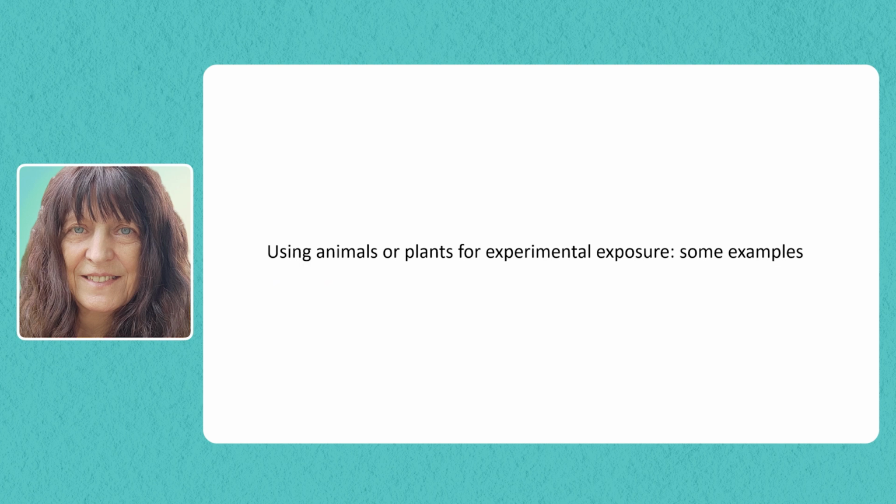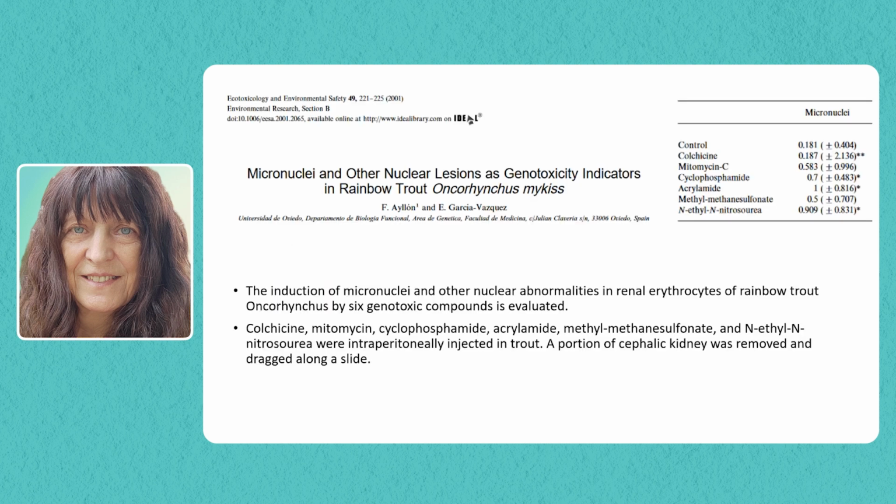Again, some more examples for other things like using animals and plants for experiments. For example, you can use the rainbow trout, and there you use renal erythrocytes. So you cut a little bit of the head of the kidney, and you just smear it on a slide. And you count the erythrocytes for micronuclei.